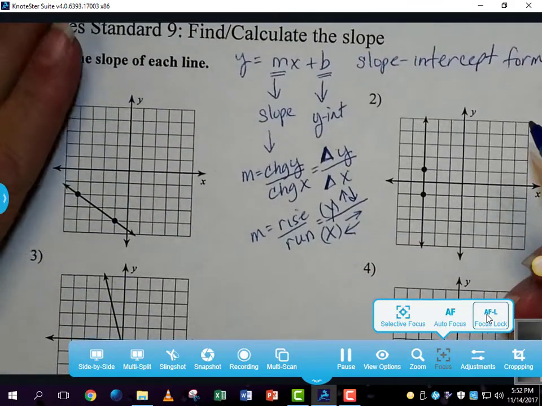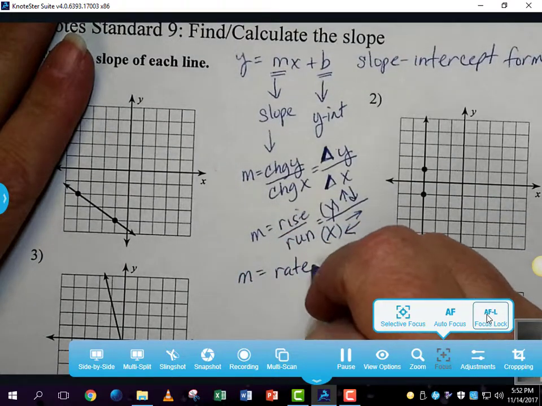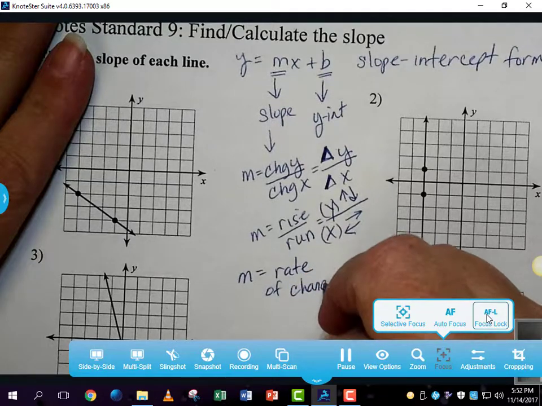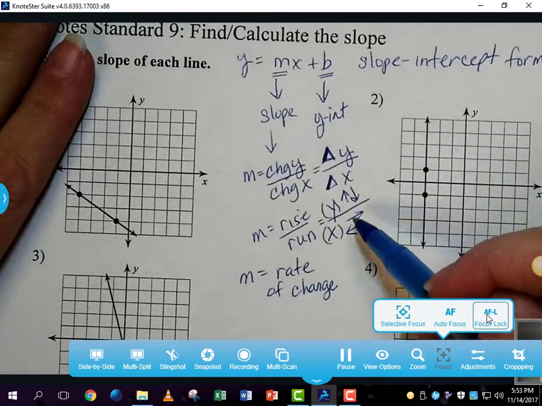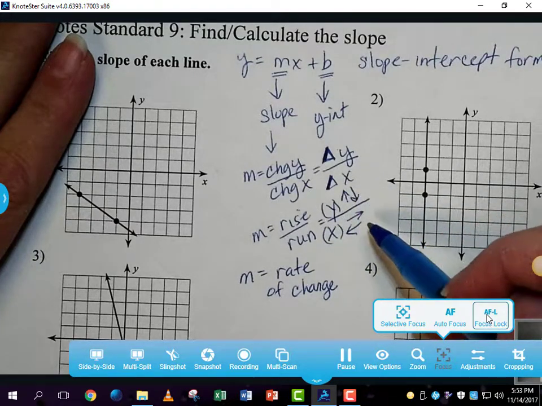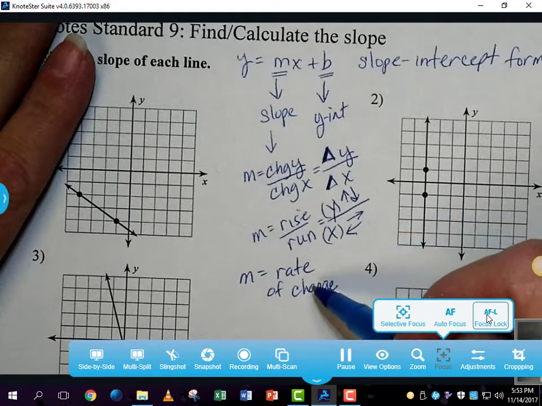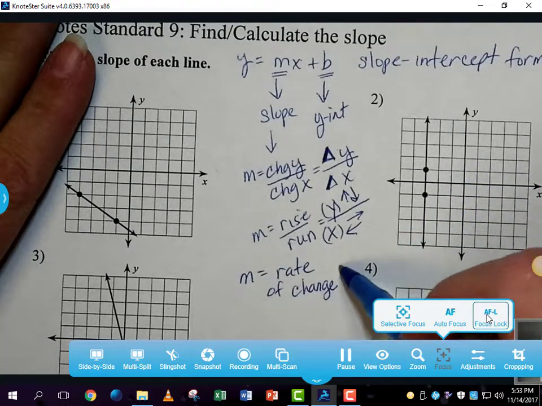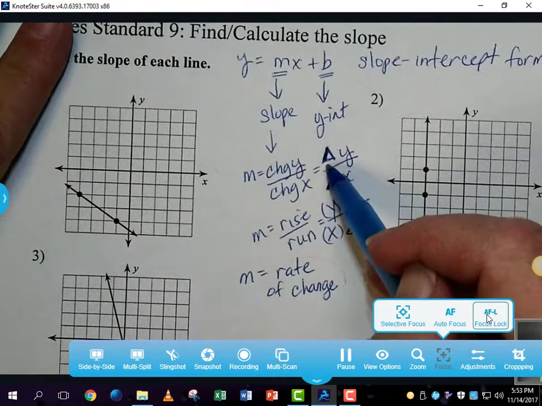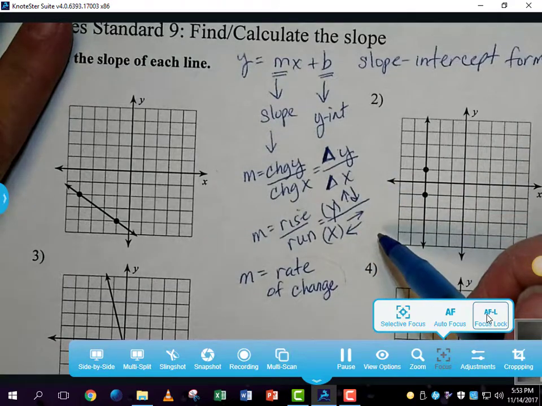Okay, the slope is also known as the rate of change. This is a rate, how quickly it moves up and down and how quickly it moves left and right, the rate of change. And we will come back to this definition, but right now we are going to focus on the fact that it is the change in y divided by the change in x.